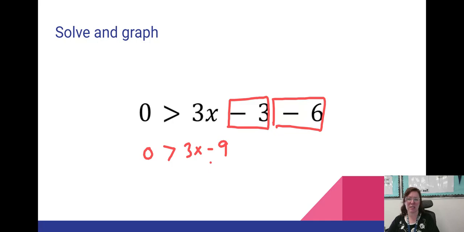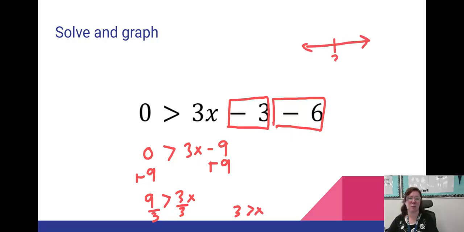And now it's just a two-step. Add 9 to both sides of the equal sign. 9 is greater than 3x. Divide both sides by 3, and I'll have to write it over here. We get 3 is greater than x, and then we can graph. I just put a 3, open circle. It says 3 is greater than x. That means 3 is the biggest thing there, so I have to point at all the stuff that is smaller than it.